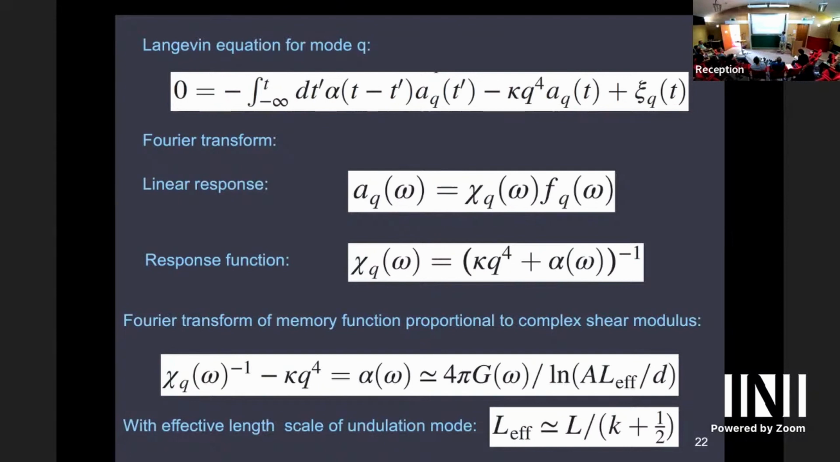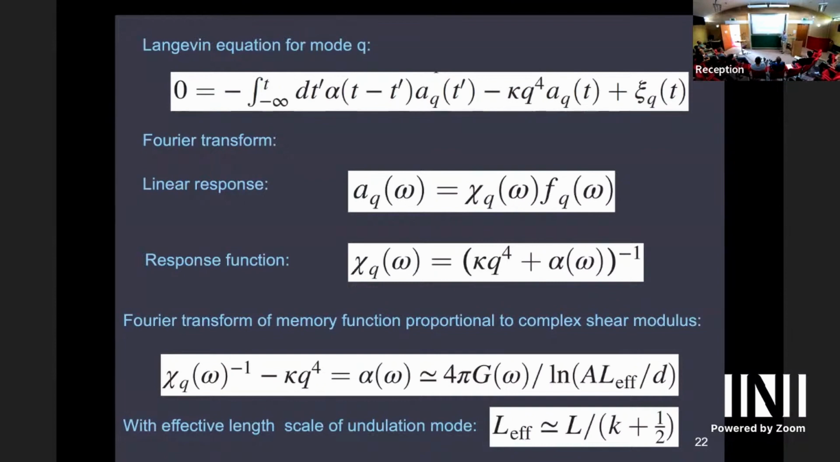And then, of course, from the Langevin equation, we can write this response function in terms of the bending modulus and the alpha, not to be confused with A here, that's very similar, but alpha is again the memory function, the Fourier transform of that memory function. And so that now, of course, we want to ultimately relate to the shear elastic modulus of the medium. So there's one more step. This Fourier transform is proportional to the complex shear elastic modulus with the geometrical factor, of course.